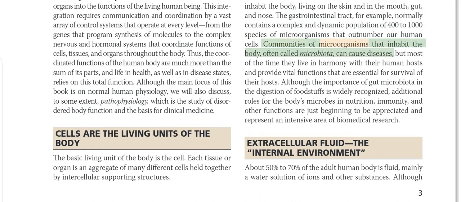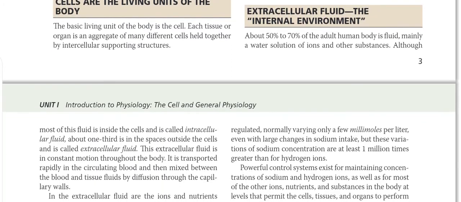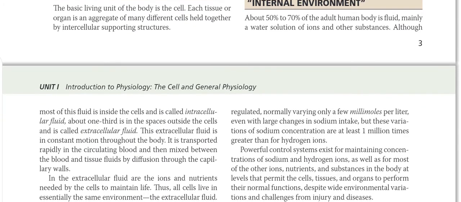Communities of microorganisms that inhabit the body, often called microbiota, can cause diseases. But most of the time they live in harmony with their human hosts and provide vital functions that are essential for survival of their hosts. Although the importance of gut microbiota in the digestion of foodstuffs is widely recognized, additional roles for the body's microbes in nutrition, immunity, and other functions are just beginning to be appreciated and represent an intensive area of biomedical research.